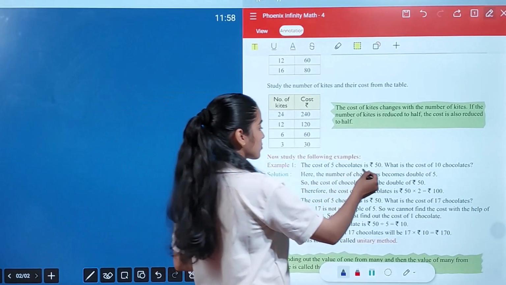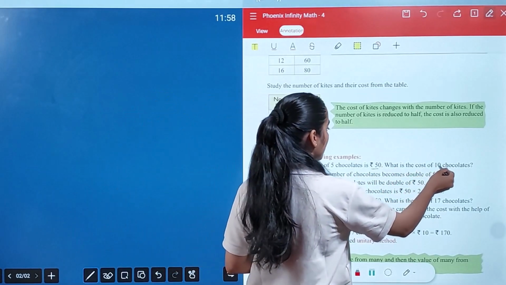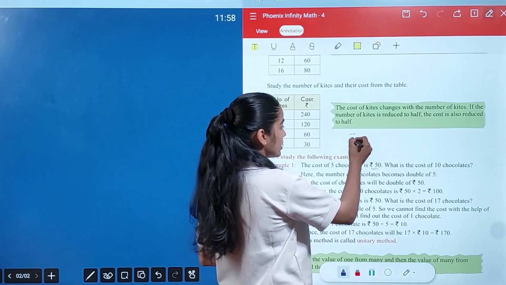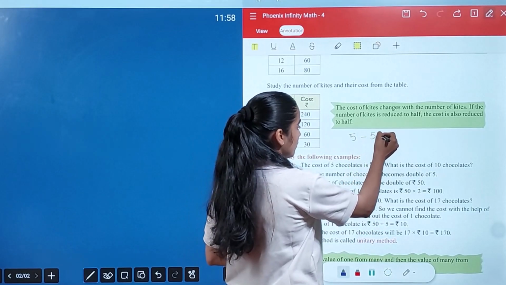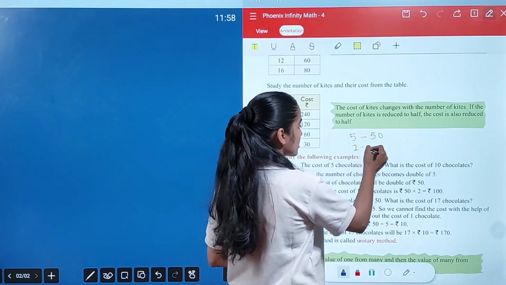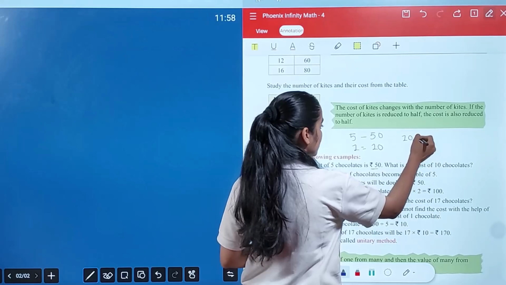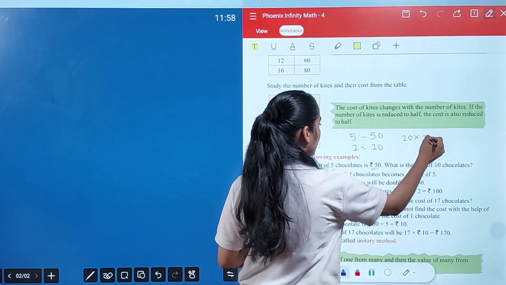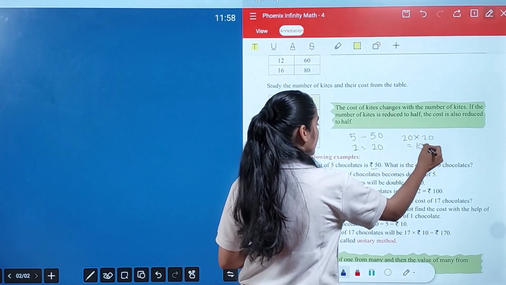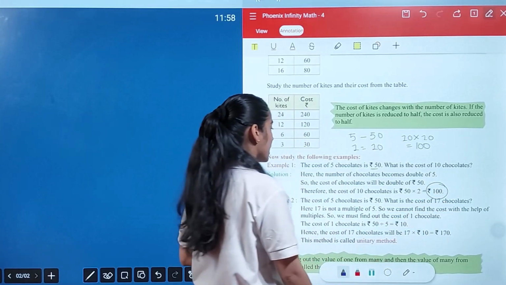The cost of 5 chocolates is 50. What is the cost of 10 chocolates? If the cost of 5 chocolates is 50, which means one chocolate costs 10 rupees. So 10 such chocolates cost 10 multiplied by 10, 100 rupees. So the cost of it is 100 rupees.